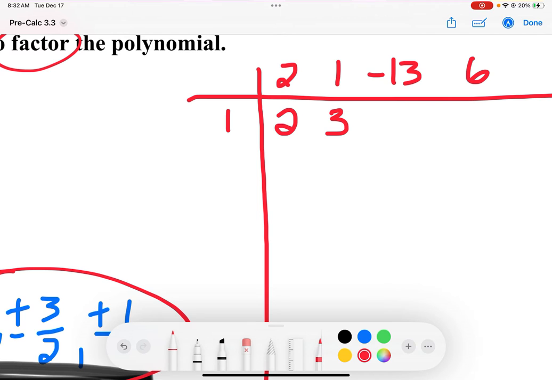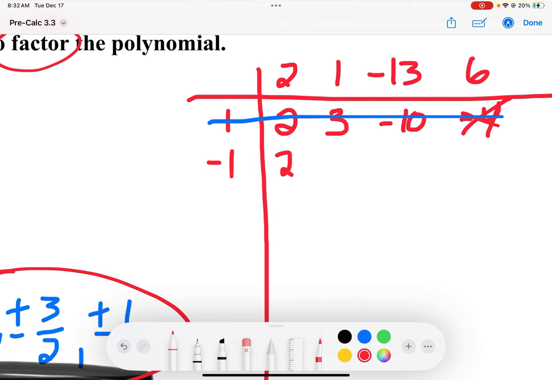Okay, and then we do 1 times 3. We get 3. Then you add 3 to your next number. 3 plus -13 is -10. Okay, 1 times -10 is -10. -10 plus 6 is -4. You can write that down, but you don't really have to, because once you know it's not 0, we are going to cross it out and go to our next number, which I'm going to use -1.